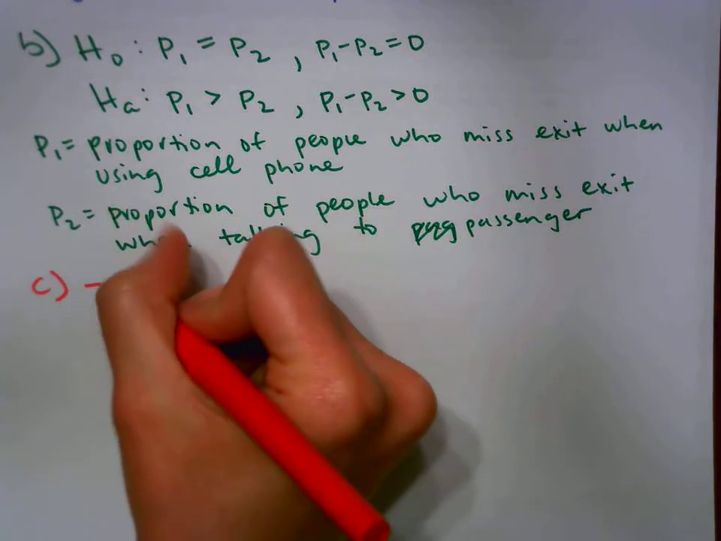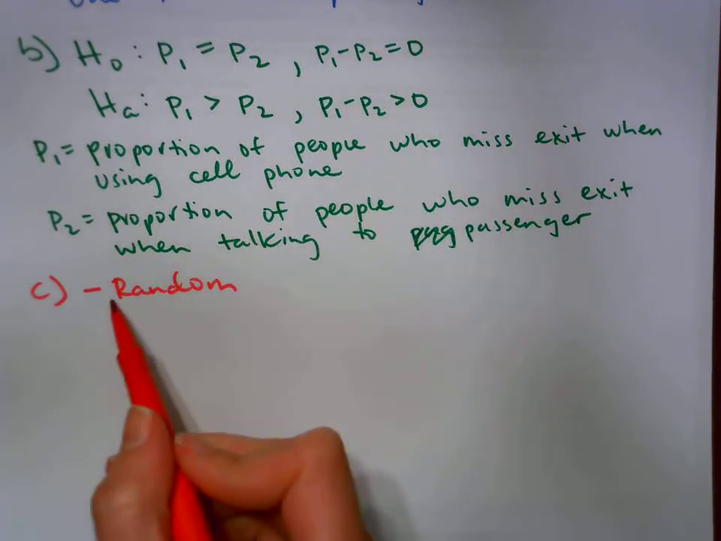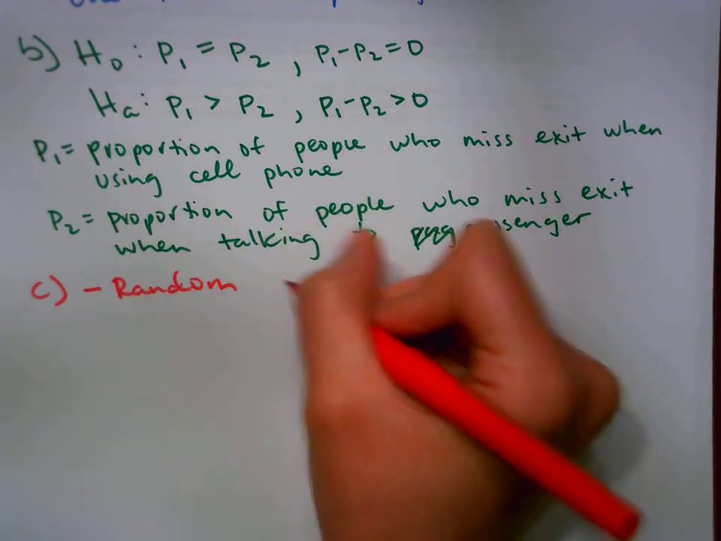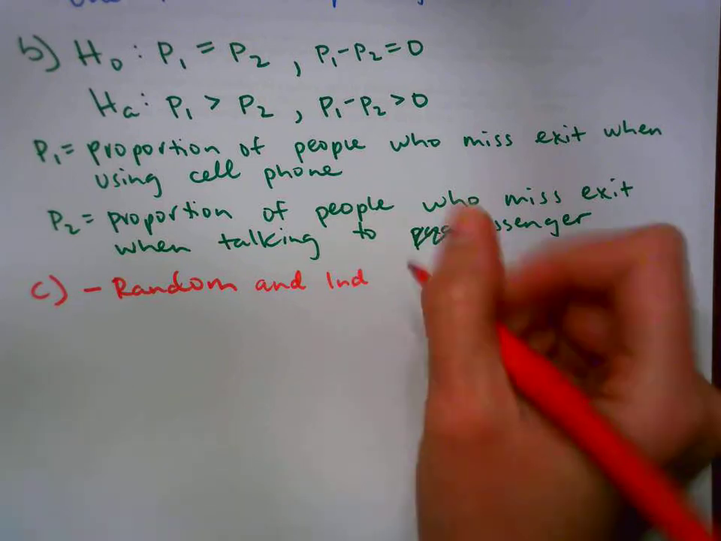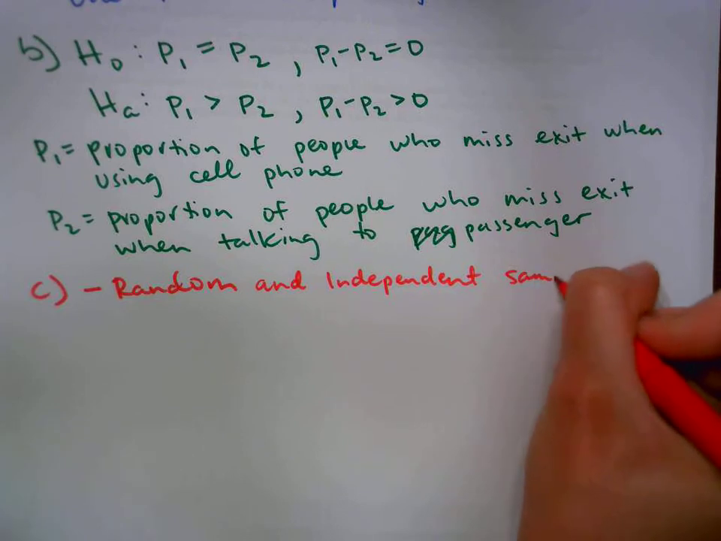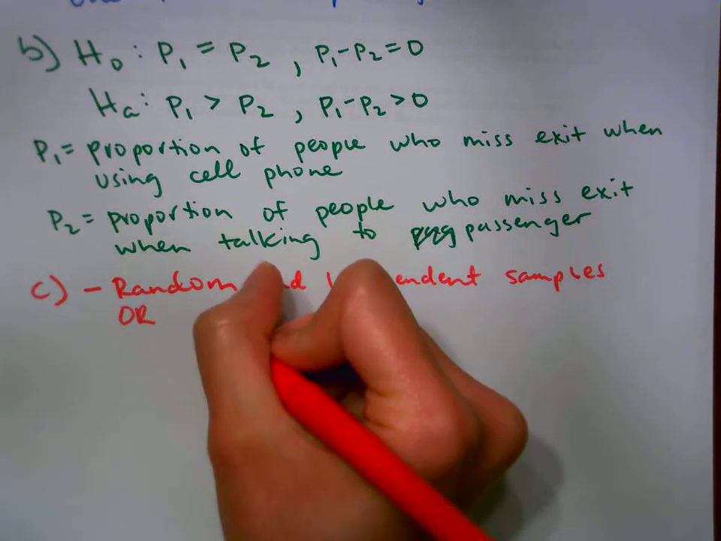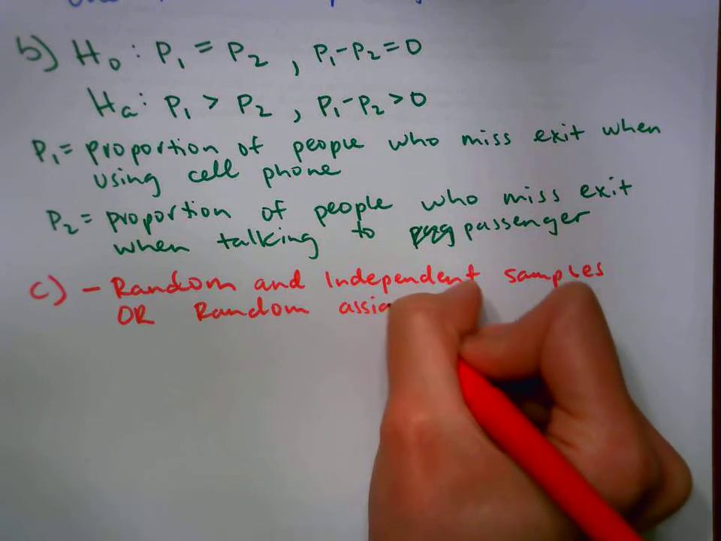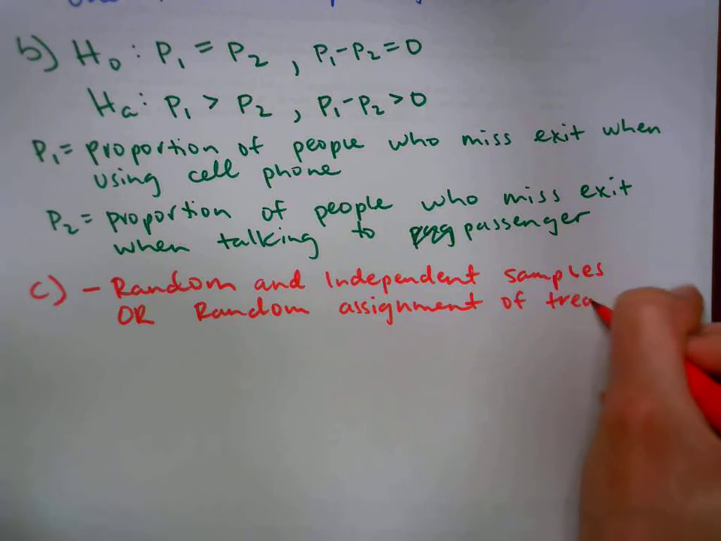Our first condition is random. I should have put independent, right? Independent random samples. I'm just going to have to write it after random. Because it's two groups, you need them to be independent samples. Or it can be random assignment of treatment. That's the first condition.